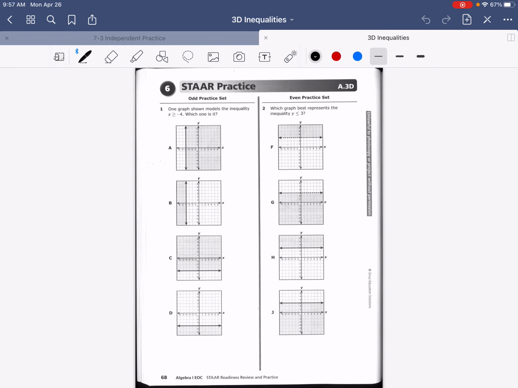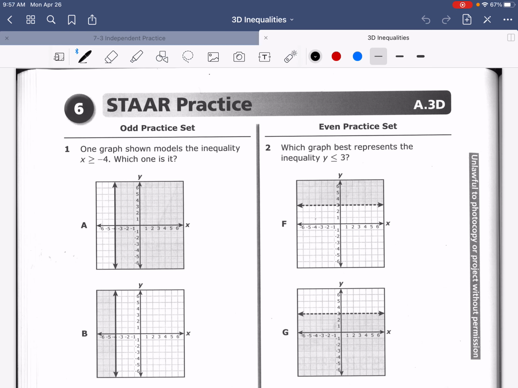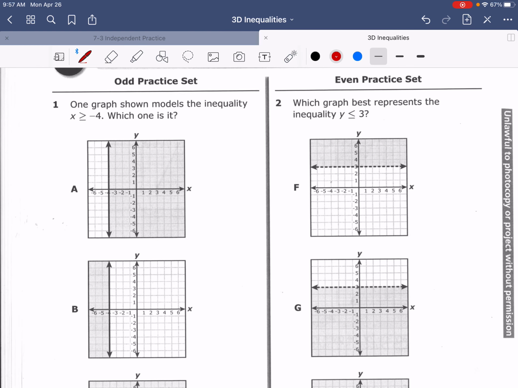So today we are going to learn about inequalities. This one is 3D, about inequalities. An inequality is something that is not equal, and you have to find a way to shade the area that we want. So let's do the first question.